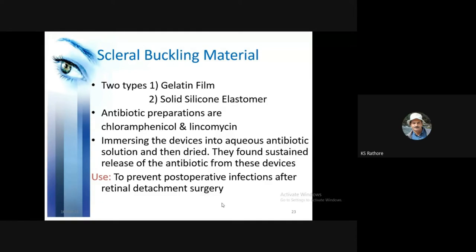First, immersing the devices into the aqueous antibiotic solutions. Nowadays, moxifloxacin is very commonly available in this form, and they're dried. They found sustained release of this antibiotic from these devices. Then you will achieve a sustained release action. The use is to prevent post-operative infections after retinal detachment surgery. When you just put this scleral buckling material in the eye, you need not put any eye drops for a longer period of time, and we can save our eye cavity from bacterial infections.